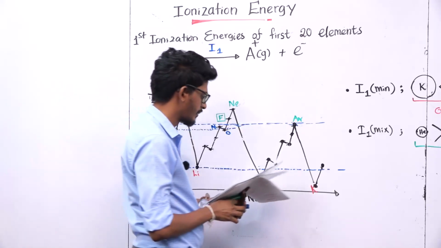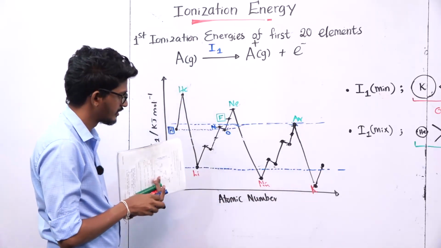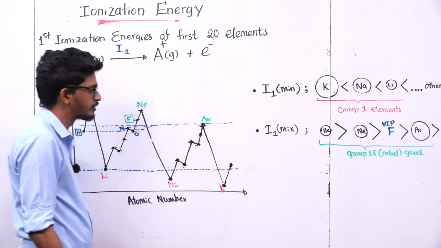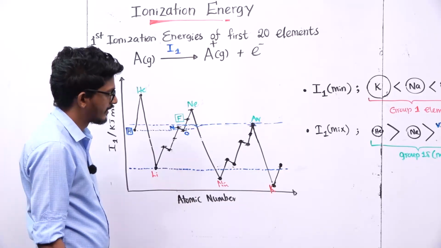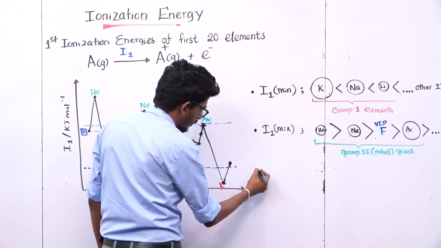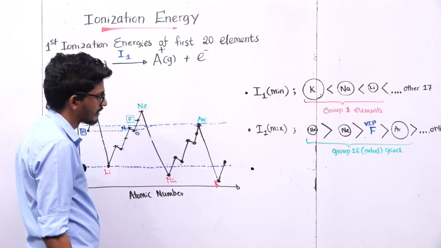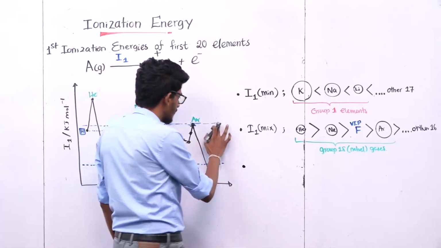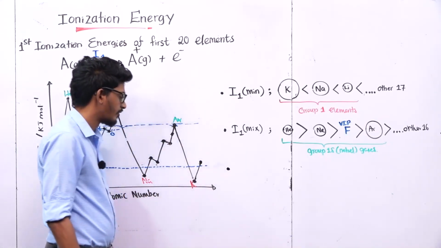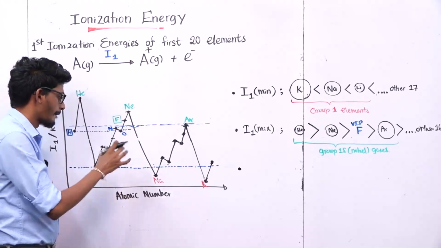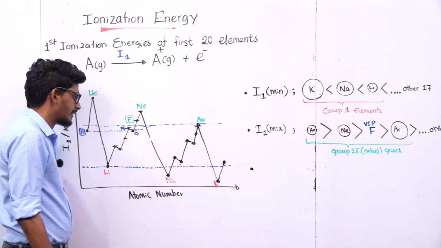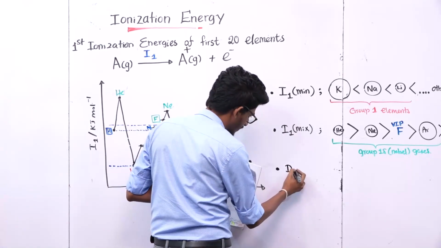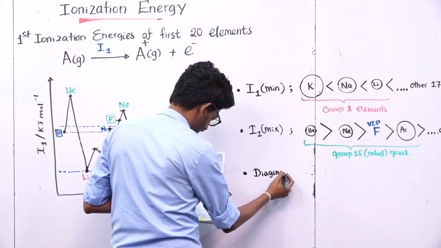So what else should you know about the first 20 variation? Another thing we can note is the variation of first ionization energy of diagonally related atoms. Let's discuss that as well. Diagonally related atoms.